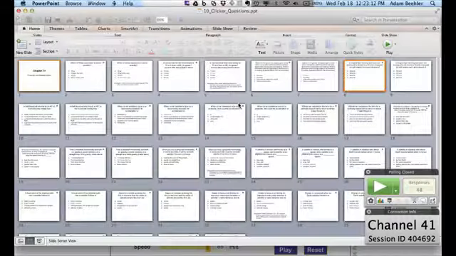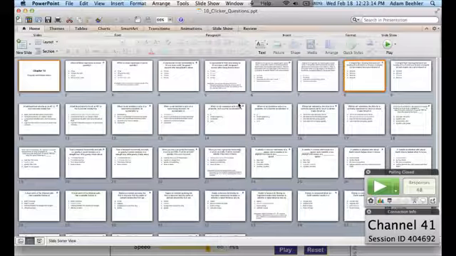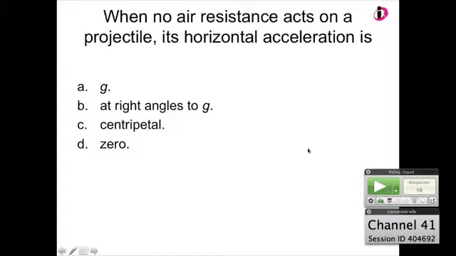Okay? I got another one. Check your understanding. Not that one. I want number 14. All right. When no air resistance acts on a projectile, so it's ideal, its horizontal acceleration is... so we're just asking about the horizontal acceleration this time, not the vertical.